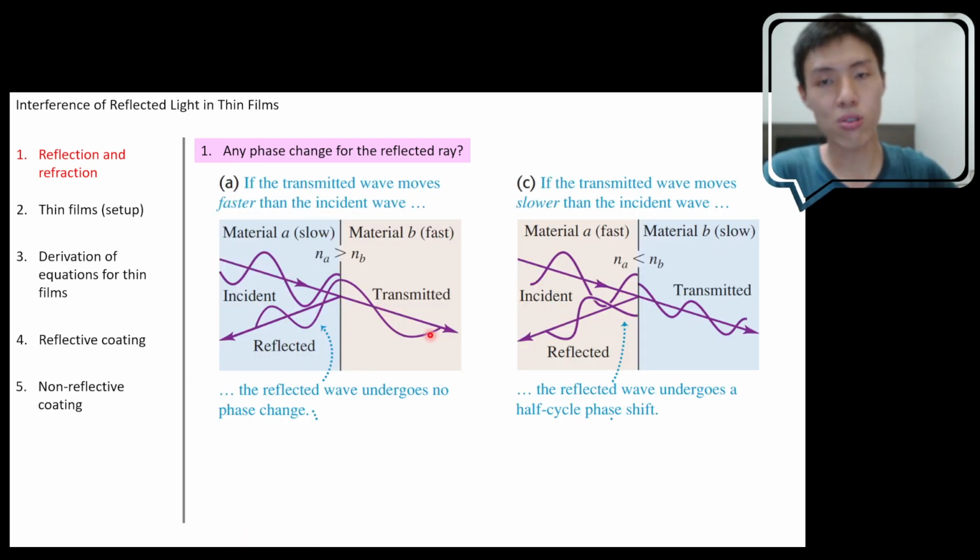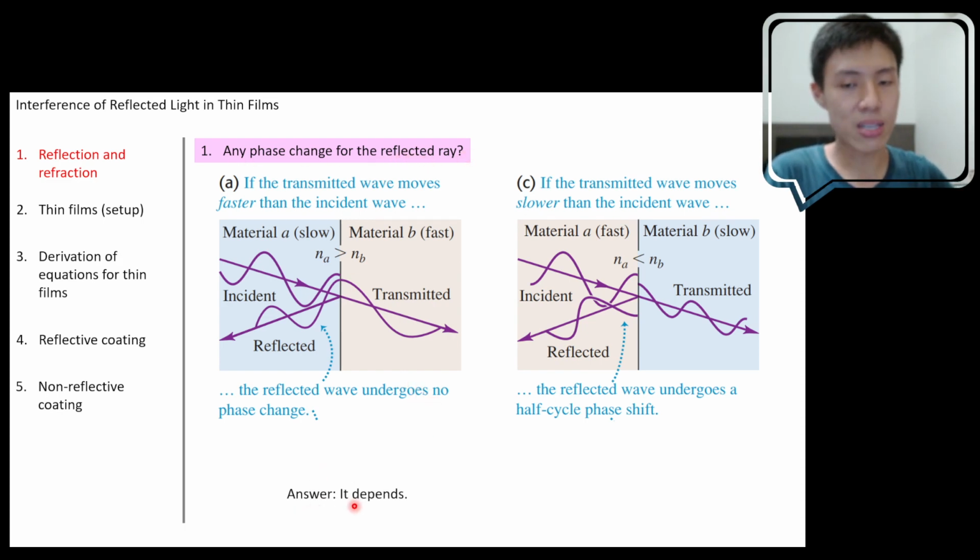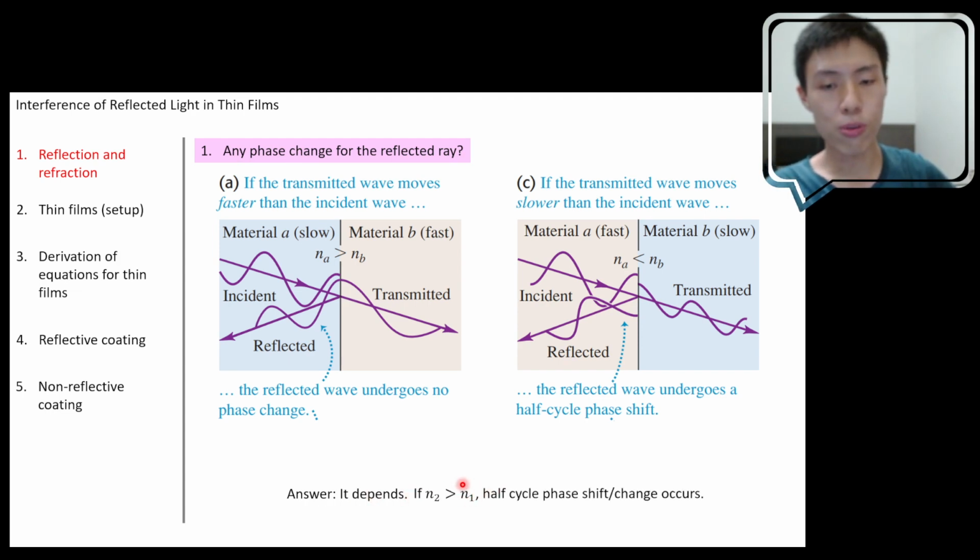But if you would like to make a conclusion, this is the same diagram as before. If you want to make a conclusion, is there any phase change for reflected ray? Yes, but it depends on the situation. If your situation is you're going from a small index of refraction to a large index of refraction, consider incident is medium 1, the next medium is medium 2. If you go from medium 1, that is small index of refraction, to medium 2, that is larger index of refraction, you go from small to big, it is this case over here. Small to big, there's a half cycle phase shift.